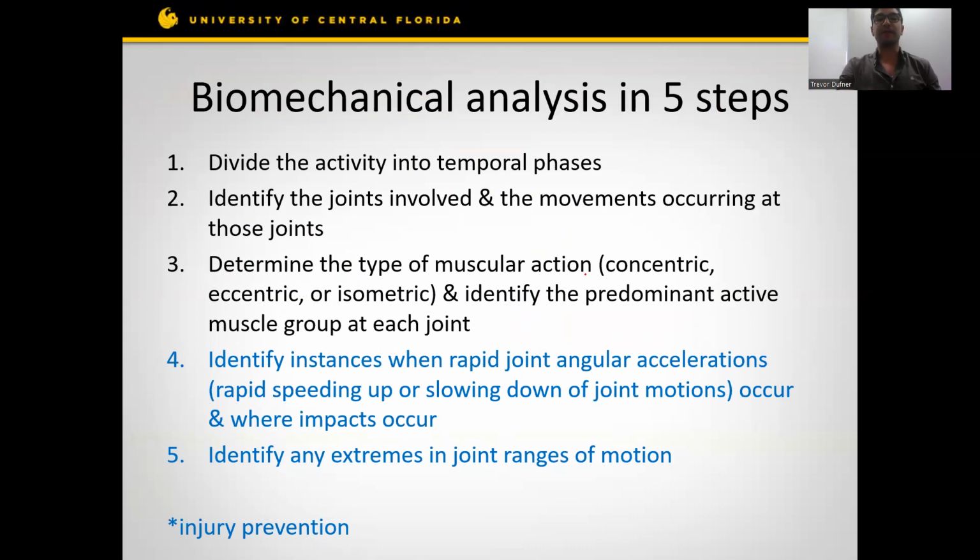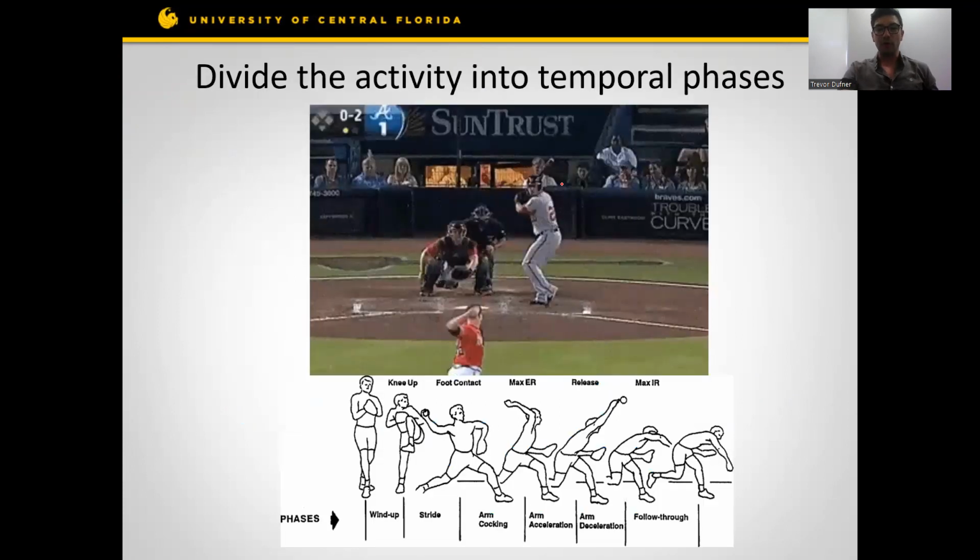So looking at this for specificity as well, looking at the biomechanical analysis of 5 steps. We want to divide the activity in temporal phases, identify the joints involved in the movements occurring at those joints, determine the type of muscular action, identify instances where rapid joint angle accelerations are occurring, identify any extremes of joint range of motion. So essentially what you're trying to do is model and map that movement so that you know what's really, really important.